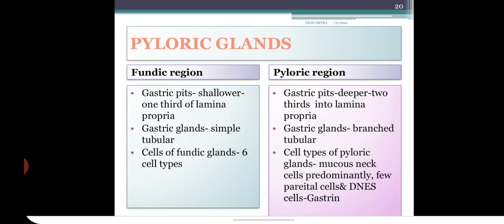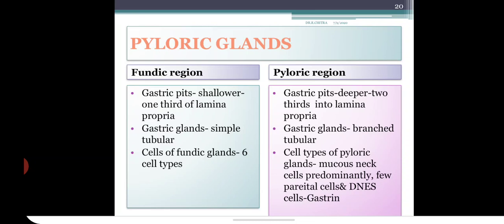Main difference in the fundic and body region and pyloric region. Fundic and body region is shortly called fundic region. They are the principal glands. In the fundic region, the gastric pits are shallower, occupying 1/3 of the lamina propria. You see in the pyloric region, they are deeper, occupying 2/3 into the lamina propria. Gastric glands are simple tubular in the fundic region. Gastric glands are branched tubular in the pyloric region.